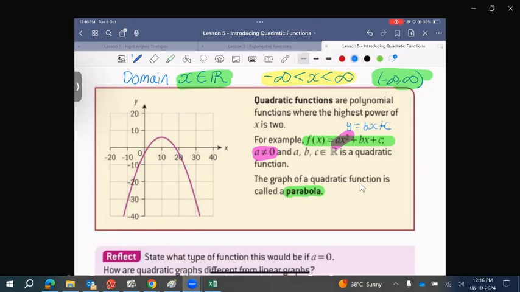What about the range? Can we see the coordinates of this vertex? That would be at 10, 5, would we say? Yeah. So what would the range be?